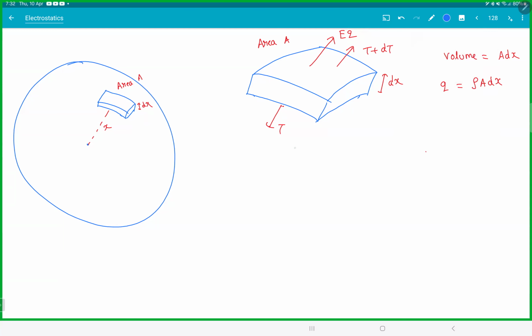So from here, you can clearly see T plus dt plus EQ is equal to T. We'll get from here dt is equal to minus EQ. There. We thought tension is increasing, but in reality, tension is decreasing outside. That's kind of obvious. The more you go out, the less and less will be there. Now, what is pressure there? So if I divide by area, dt by area, this becomes pressure, dp.